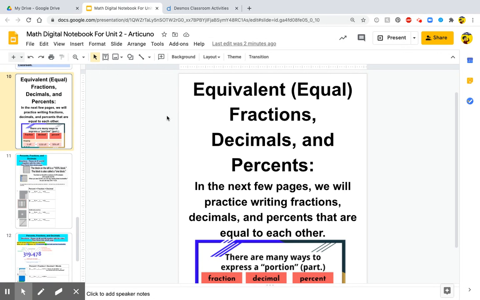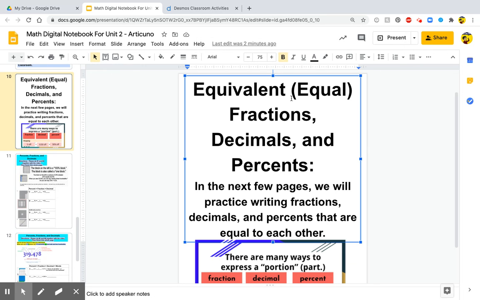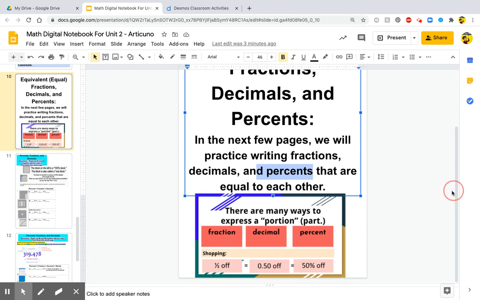Digital Notebook. This assignment is called Equivalent Fractions, Decimals, and Percents. Equivalent is just a fancy word that means equal. And so in the next few pages, we will practice writing fractions, decimals, and percents that are equal to each other. And we learned last week that there are many ways to express a portion or a part, such as fractions, decimals, and percents.